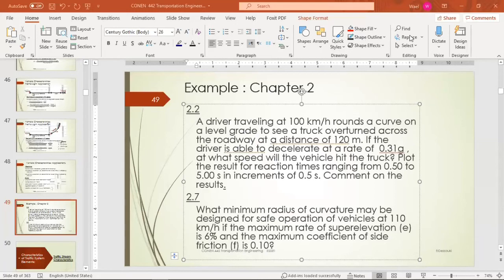Okay, we are back. The last thing we stopped at was this example. The example here, it says that we have a driver traveling at 100 kilometers per hour rounds a curve on a level grade to see a truck overturned across the roadway at a distance of 120 meters. If the driver is able to decelerate at a rate of 0.31 G, at what speed will the vehicle hit the truck? Plot the result for reaction times ranging from 0.5 to 5 seconds with increments of 0.5 seconds. Comment on the results. Okay, let's try to solve this problem.